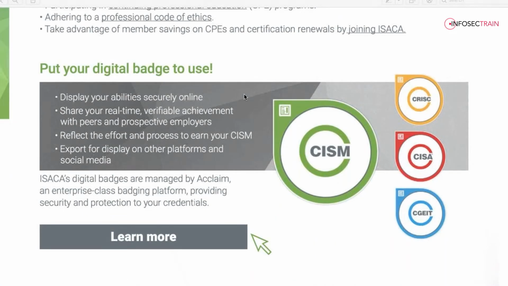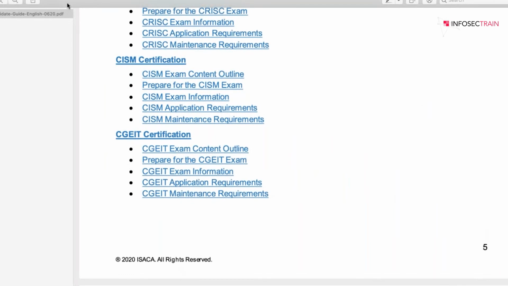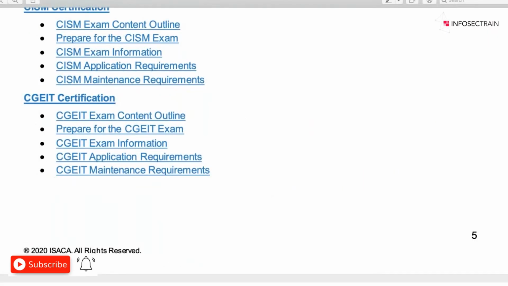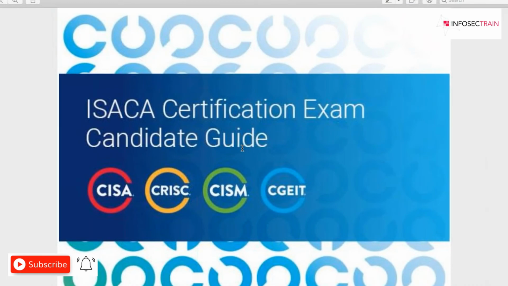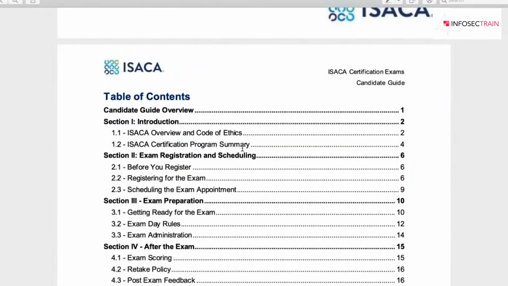Anyway, there's another thing I want to quickly take you through. Again, I would like you to explore these documents. I'm not getting into each and every part here. This is something you can explore. So this is another document that you can download. This is the certification exam candidate guide. This is common for all the 4 exams.